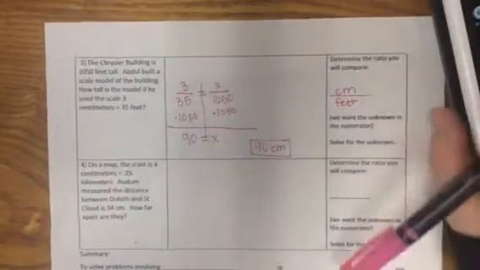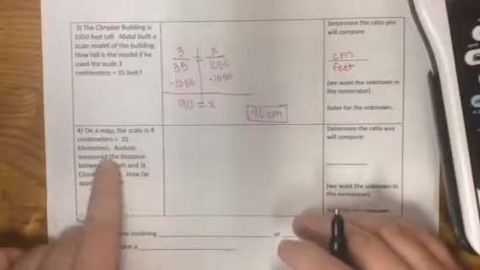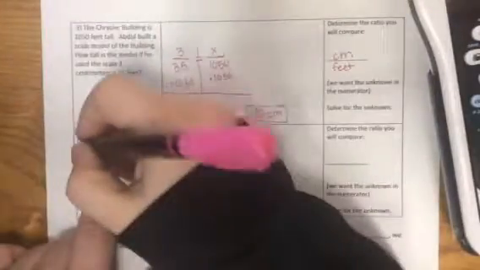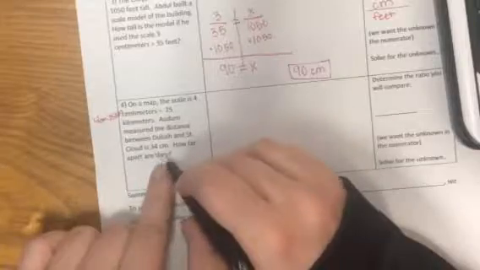Okay, last one. It says on a map the scale is 4 centimeters equals 25 kilometers. Now in your homework, it's going to say this as 4 cm colon 25 km. That's the same thing. It's just using a ratio instead of the equal sign. Autumn measured the distance between Duluth and St. Cloud, and it's 34 centimeters. How far apart are they?